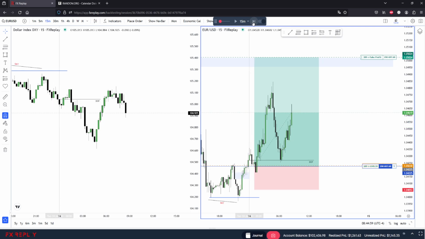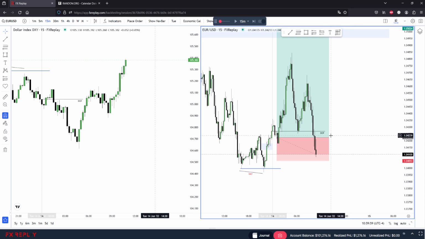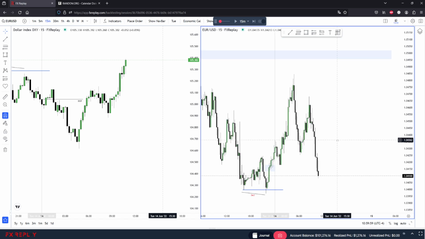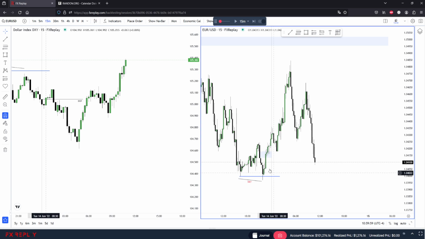Right, comes all the way back. That's why you partial, right? So we got stopped out, break even on the rest. So that's a winner. One winner trade. Could have secured it over here as well. But yeah, that's basically how easy it is to find a setup with this.